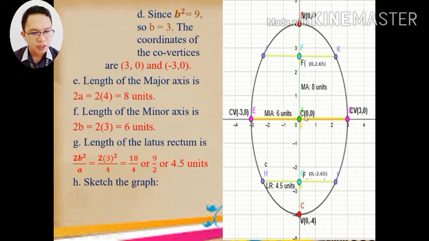We have also the length of the major axis. Ito yung major axis ninyo, kasi ito yung nag-connect ng dalawang vertices. So we will have 8 units. We have also the minor axis, 6 units. We have the latus rectum, okay? And then connect all the points. Yan na po yung inyong graph.